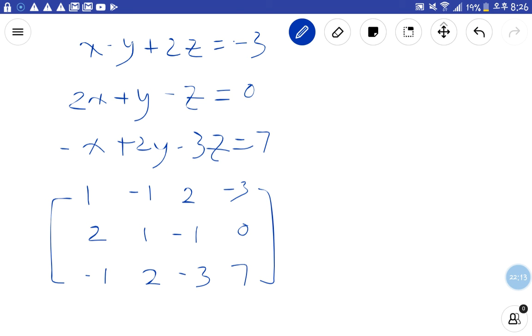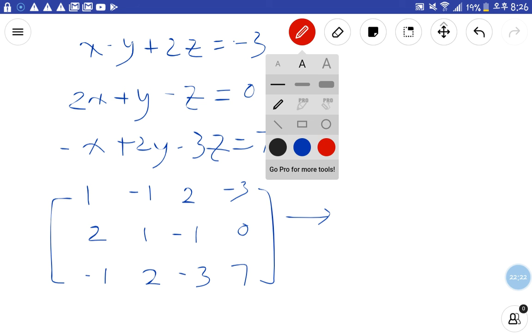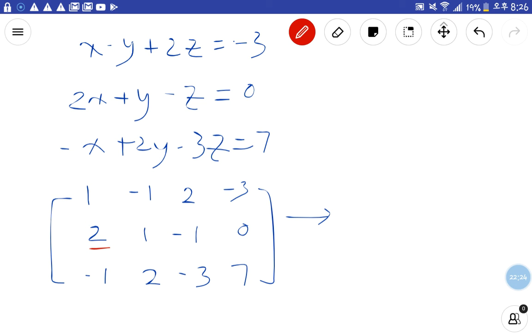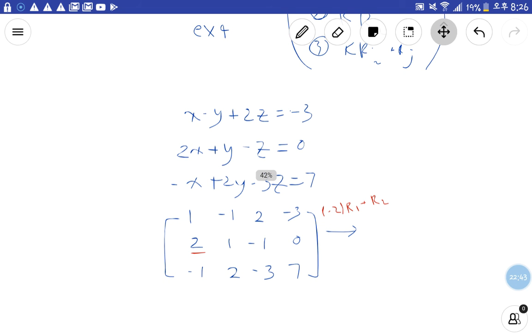Now what? My goal is to make a 0, I told you, right? So I'm going to make my 2 into 0. Then what should I do? I want you to get rid of that to make a 0. I'm going to use my first row. If I multiply negative 2 onto the first row and add it to the second row, then I can get rid of the 2, correct? That's what I usually do so as not to make a mistake.